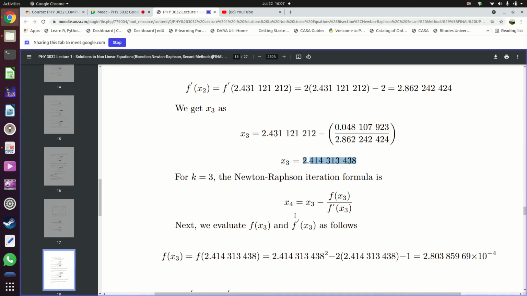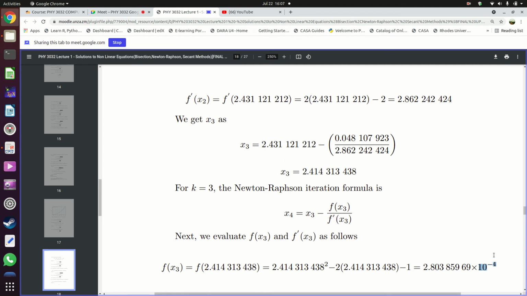If you work out the value of the function at x3, you get a very good value. The value of the function at x3 is very, very small. You end up having 2.80385969 times 10 to the power minus 4, which is a very good value. Are we clear? Yes. So x3 is actually an acceptable solution in this case.